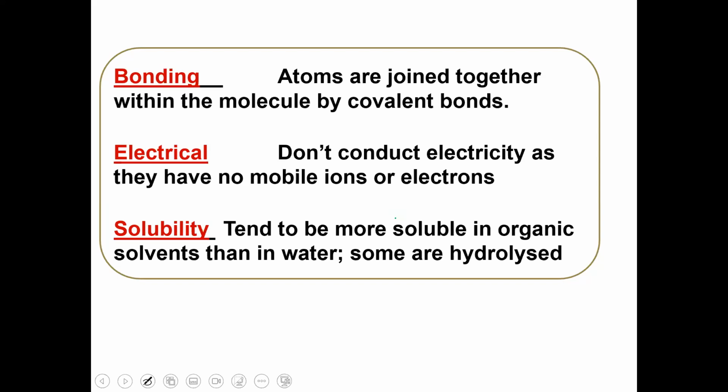Atoms are joined together. Electrical conductivity means electricity does not pass through them because they do not have mobile charge carriers. Solubility is a concept which comes to us every day, when you put some sugar in water, when you put some salt in water, when you put some liquid in another liquid. This is where solubility comes in. So these are some very basic properties.